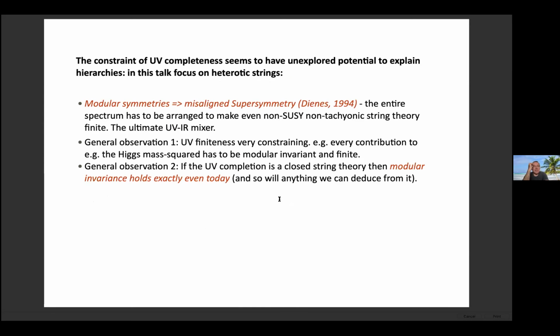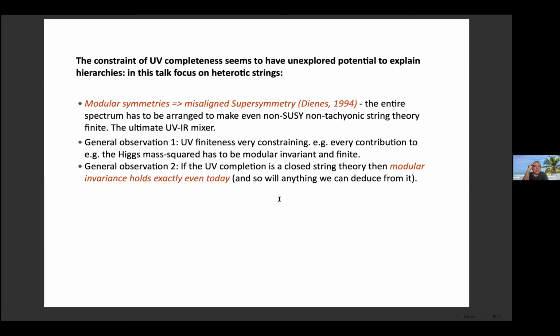So the theory underlying string finiteness, and I'm going to be talking in this talk about heterotic strings, the symmetry which is underlying their finiteness is modular symmetry. And that's really a number theory property. It's nothing to do with supersymmetry at all. The modular symmetry already does miraculous things for you that the supersymmetry obscures. So it becomes more beautiful, actually, if you make it non-supersymmetric.